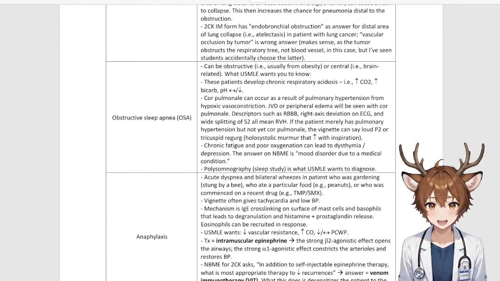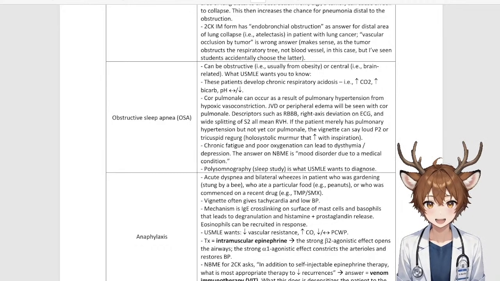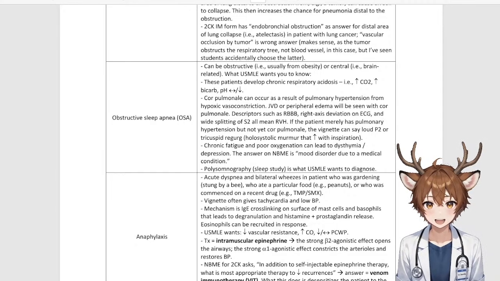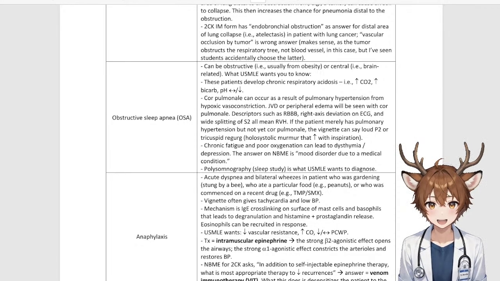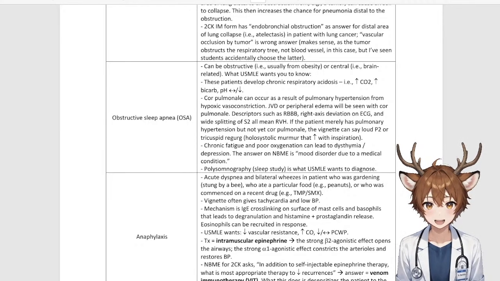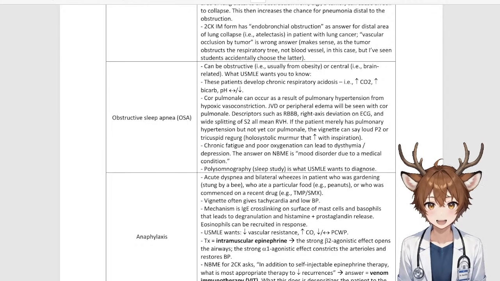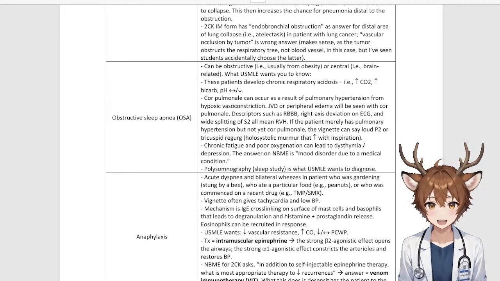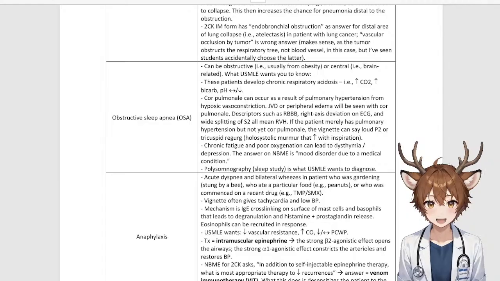Obstructive sleep apnea, OSA, can be obstructive, that is to say, usually from obesity, or central, that is to say, from brain-related causes. What USMLE wants you to know is that these patients develop chronic respiratory acidosis, that is to say, elevated CO2, elevated bicarb, and pH is normal or low. Cor pulmonale can occur as a result of pulmonary hypertension from the hypoxic vasoconstriction. JVD or peripheral edema will be seen with cor pulmonale.